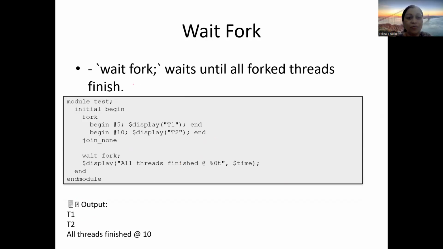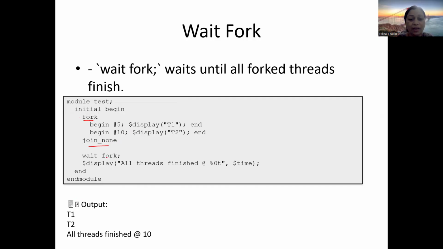Now, suppose I say wait fork in my program. Here I have a process, initial begin, and fork join_none is the block which I have written. Then at 5, we call the display function, a system task which displays T1, which is just a message, and one more display which displays T2, again a message. These are at 5 and 10 respectively. But then I'm saying wait fork. Though I have join_none here, how does a fork with join_none work? All the statements work concurrently.